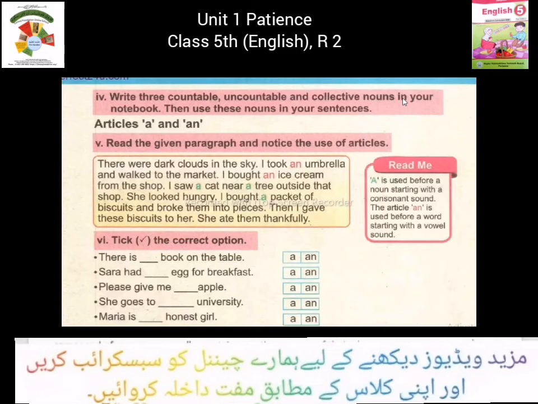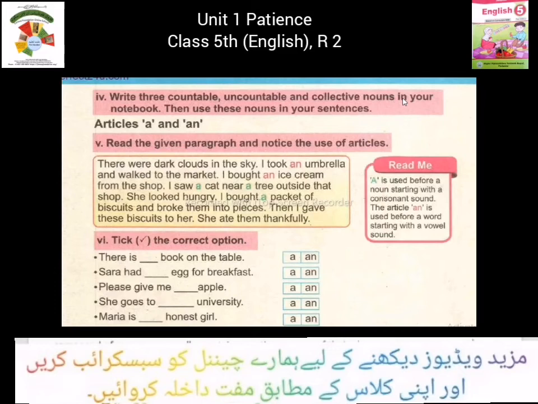Next is exercise, that is tick the correct option. There is dash book on the table. So the right answer will be A. There is a book on the table. Sarah had dash egg for breakfast. E is a vowel and it also starts with a vowel sound, so we will put An. The correct answer will be An.